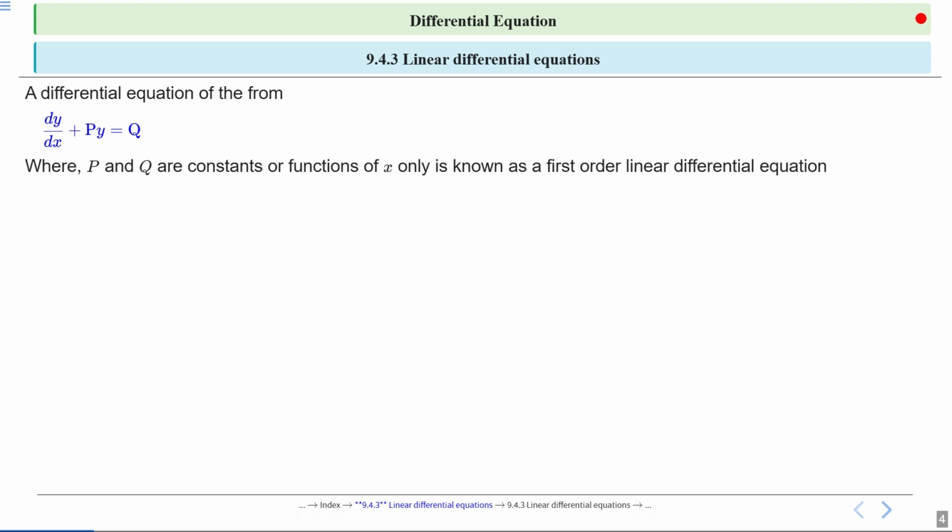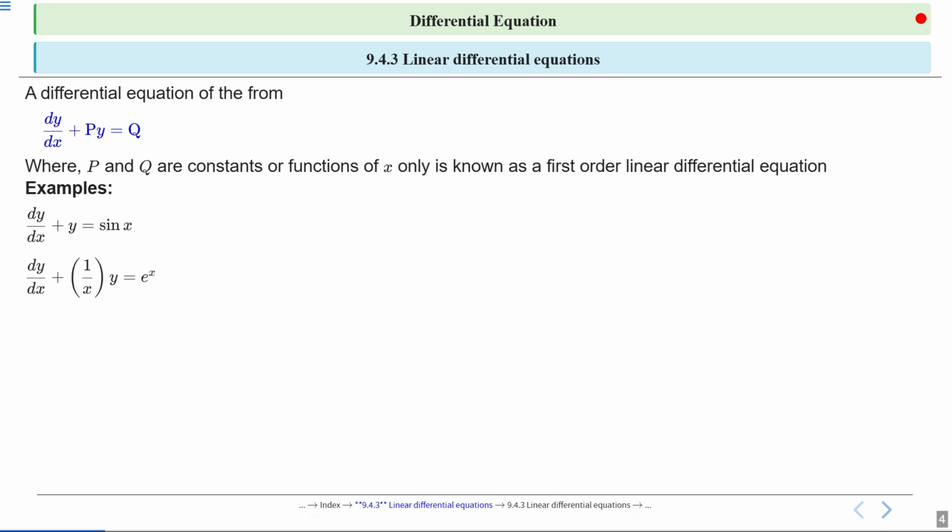For example, dy/dx + y = sin x. Here, when we compare it with the general equation dy/dx + Py = Q, P is 1 and Q is sin x. So P is a constant and Q is a function of x only.